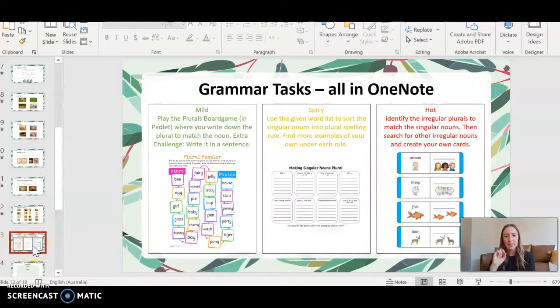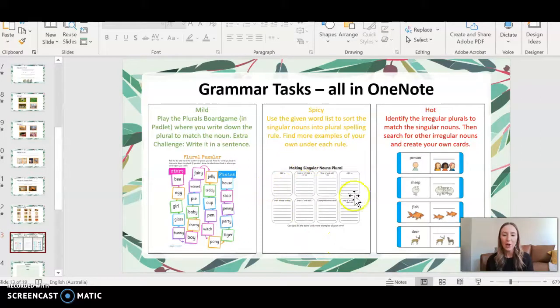So what are your tasks, you say? Well, you get to choose today. There are mild, spicy and hot. These are all in your OneNote. Mild is a board game. You need to either print it off or you can play it on your screen, maybe in tablet mode, where you move around the board and whenever you land on a noun, you have to say what the plural is. You might like to write it in a sentence also to practice the spelling.